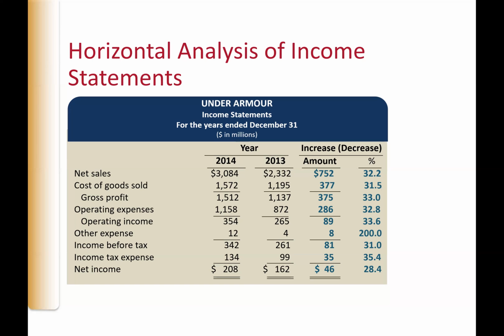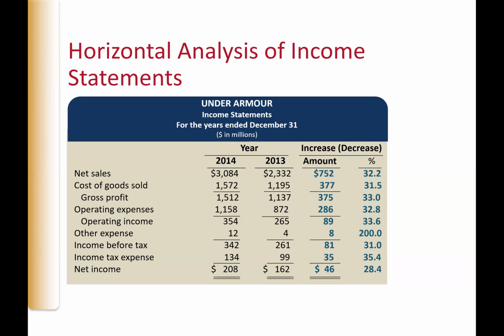As you see, if we have other expenses, 12 minus 4 gives us 8. And that figure, 8 divided by 4, has gone up 200%. Okay, do you see how we're doing that?